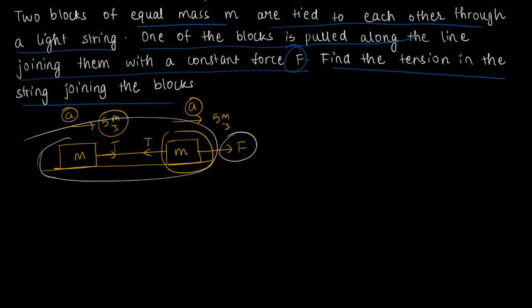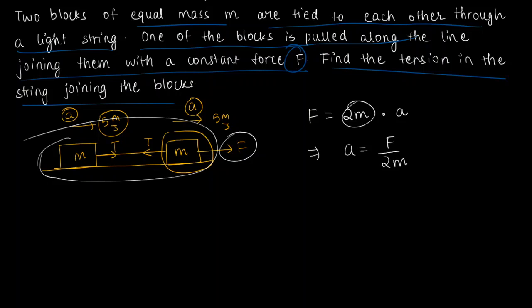So that means if you take this entire system, F, which is the sum of all the forces acting on this system, is equal to 2m, the sum of the masses of the system, times the acceleration a that the system exhibits. And so that means that in terms of F and m, you can write a to be equal to F over 2m. So far, so good.